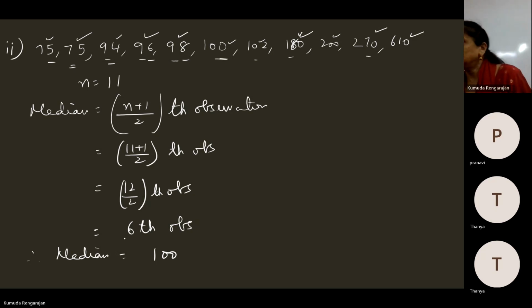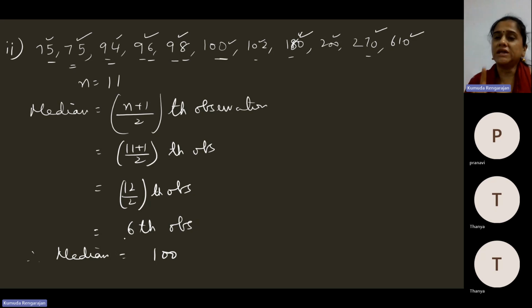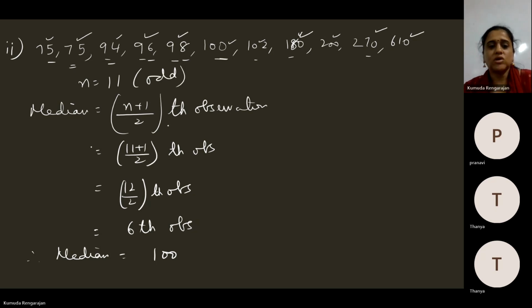Correct. So to find the median, we have to arrange the numbers in the ascending order or descending order. Then find the value of n. Count, that's the value of n. If n is odd, this is the formula: (n plus 1) by 2th observation. So 11 plus 1 by 2th observation, 12 by 2 is 6, the 6th observation. And which is the 6th observation from the beginning? 100. So the median is 100. 6 is not the median. The 6th observation is.